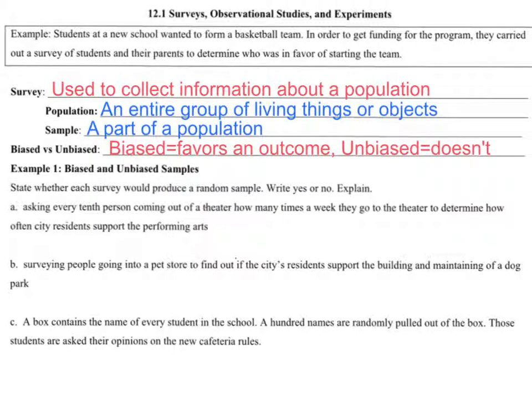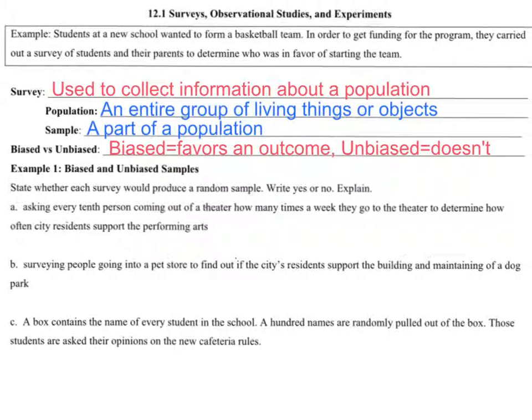This is section 12.1, Surveys, Observational Studies, and Experiments. In the box at the top, we have an example of a survey. Students at a new school wanted to form a basketball team. In order to get funding for the program, they carried out a survey of students and their parents to determine who was in favor of starting the team.